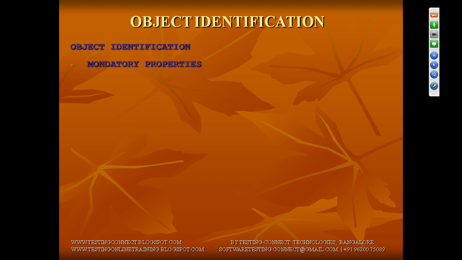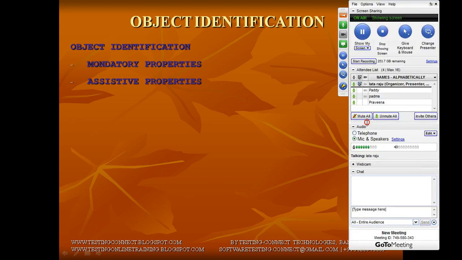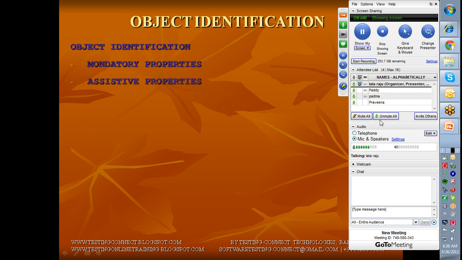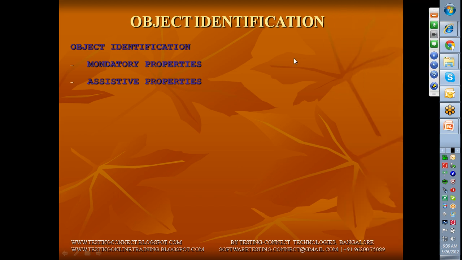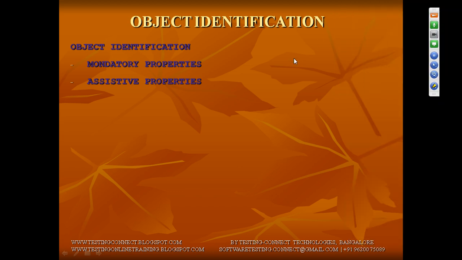If QTP doesn't get unique identification from the mandatory properties, it can go for assistive properties. Assistive properties are a few more additional properties QTP can look for. That means if class and label don't provide unique identification, it can look for a few more properties, like the outer text or HTML tag. Those are what we consider assistive properties.